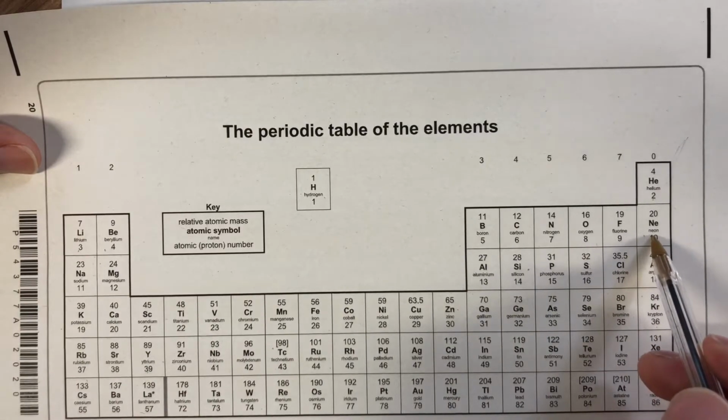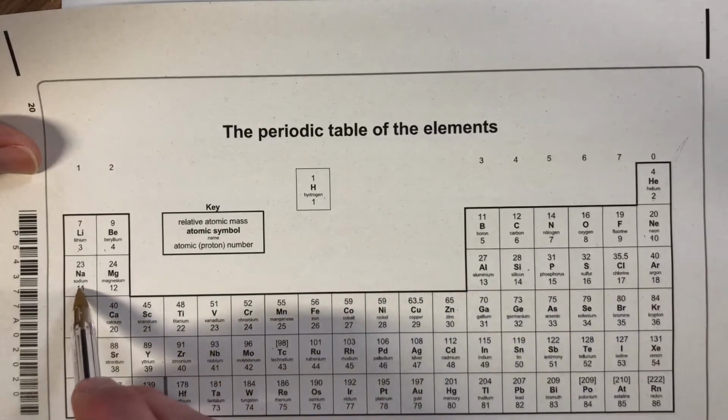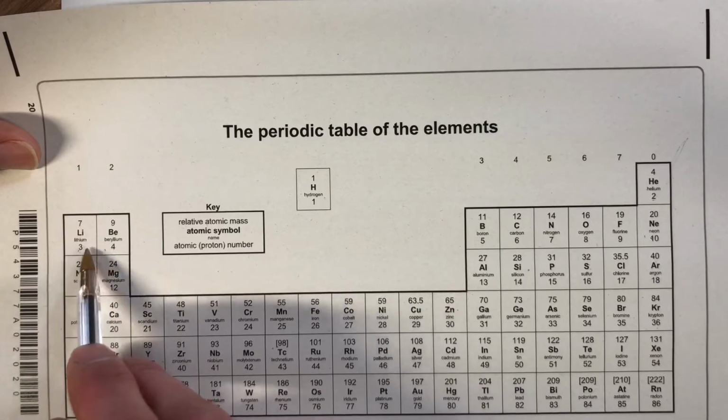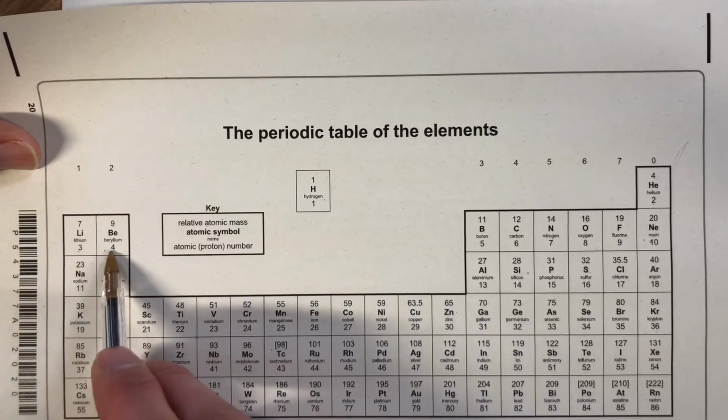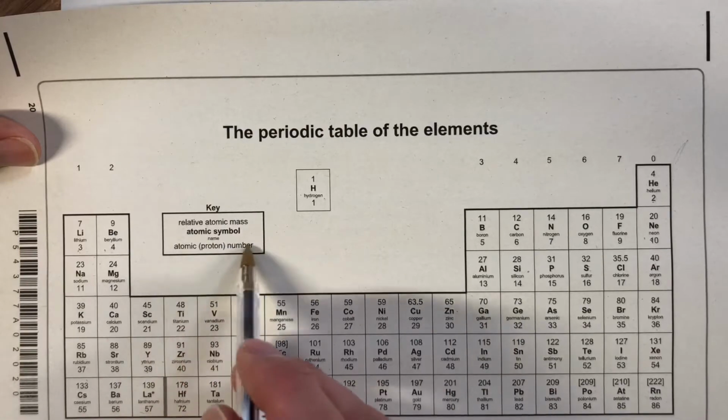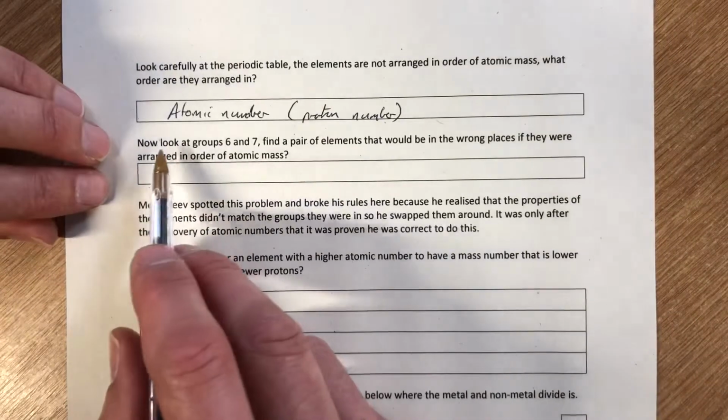And then just the same way as you read a book, we go to the left-hand side, next row here, sodium, 11. So the modern periodic table is arranged in order of protons. This bottom number, it's not the top number, it's the bottom number. And we've got a key here that tells us that. The element name at the bottom, we've got the atomic number, the number of protons. So that is how the modern periodic table is arranged.